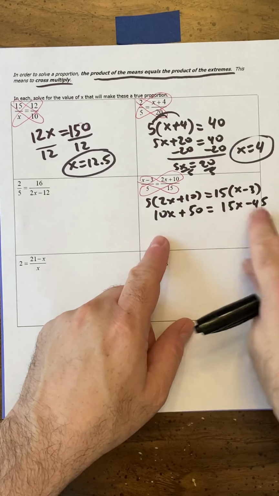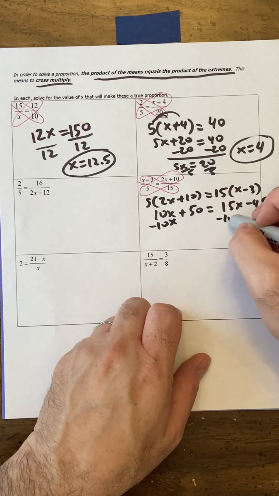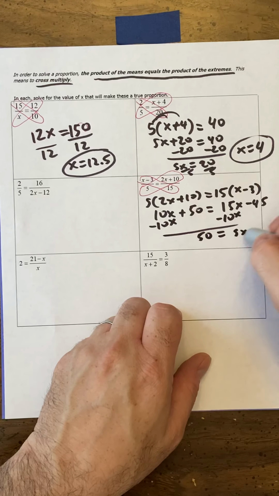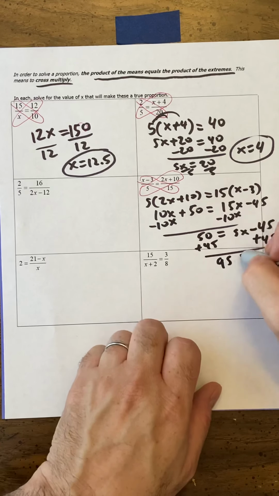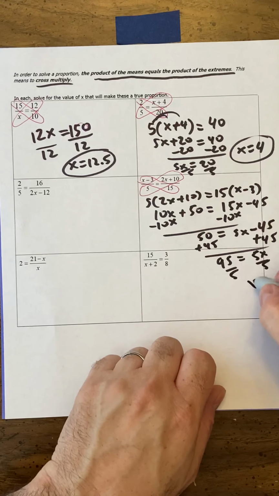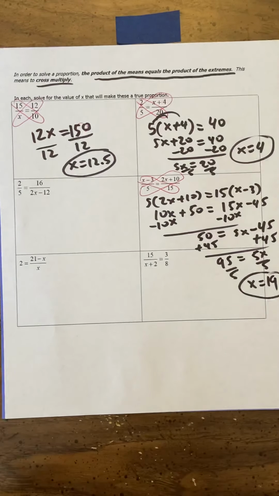You have like terms on opposite sides of the equation. So we can subtract 10x from both sides. And we get 50 equals 5x minus 45. Add 45 to both sides. And we're going to get 95 equals 5x. And if you divide both sides by 5, you're going to get x equals 19, okay? That's how you deal with proportions.